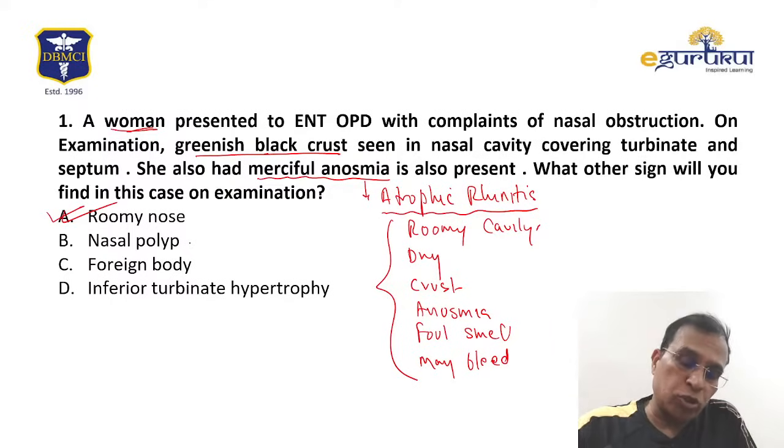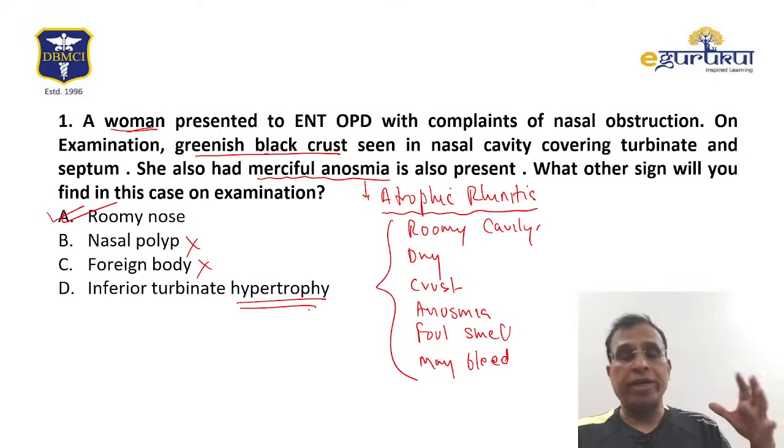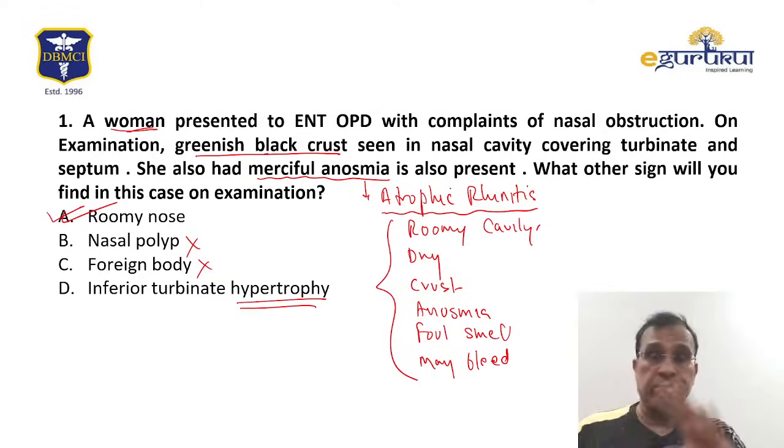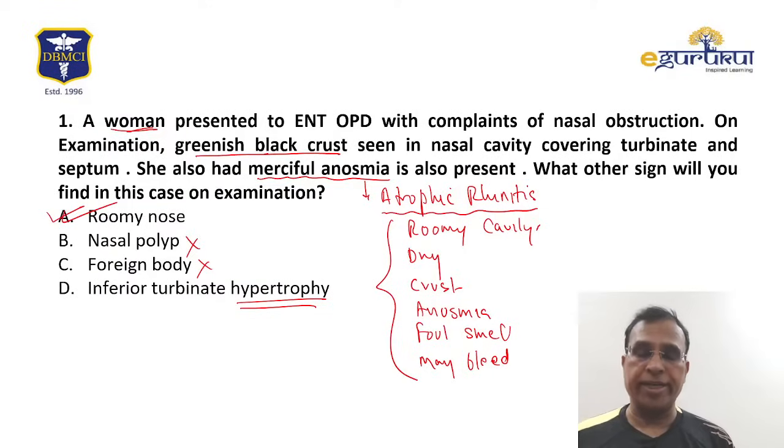Atrophic rhinitis has nothing to do with polyp, has no relation with foreign body, and hypertrophy is opposite of atrophy. How can atrophy cause hypertrophy? They are opposite terms, isn't it? So it's out of question. Atrophy is out of question in atrophic disease. So A is straightforward the correct answer.